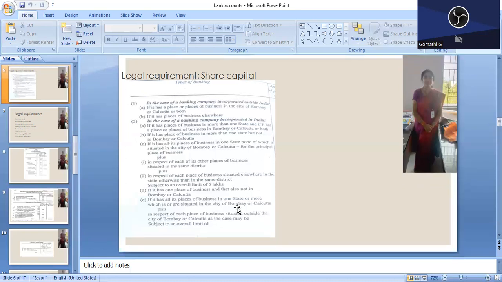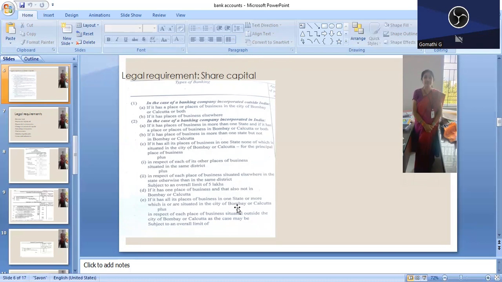Next one is, what are the types of banking companies? In case of a banking company incorporated outside India, it has a place or places of business in the city of Bombay or Calcutta or both. If the places of business are elsewhere, that is, in case of a banking company incorporated in India, there are some points to be made. If it has places of business in more than one state, and it has a place of business in Bombay or Calcutta or both. If it has places of business in more than one state, but not in Bombay or Calcutta. If it has places of business in one state, which is situated in the city of Bombay or Calcutta.